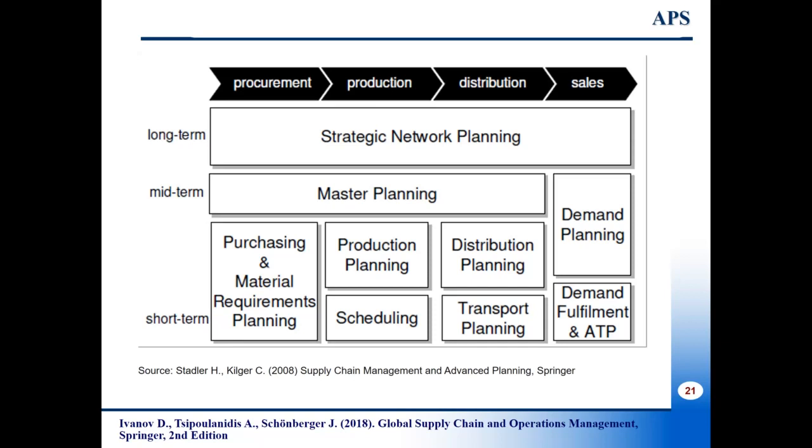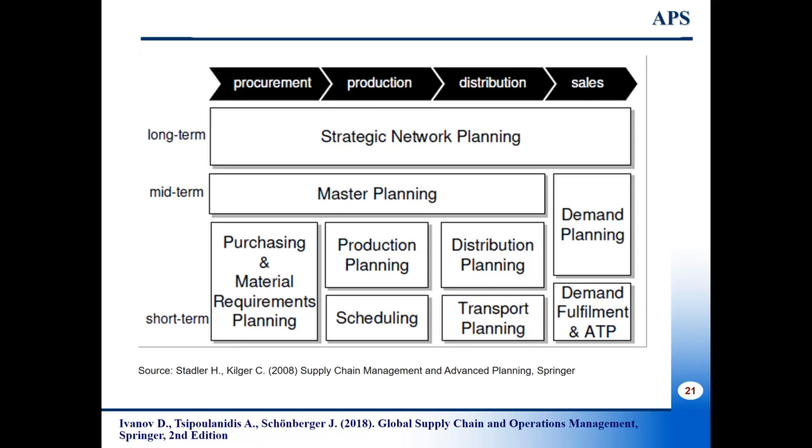In mid-term, it is less than 1 year. We call it master planning. In master planning, we plan what kind of inventory policy we have to adopt, and how to distribute our products, and it also includes transportation planning. And all of this mid-term planning receives data from demand planning. Demand planning is actually about forecasting how many orders would potentially occur in the near future, and the data will be provided by the marketing or sales department.